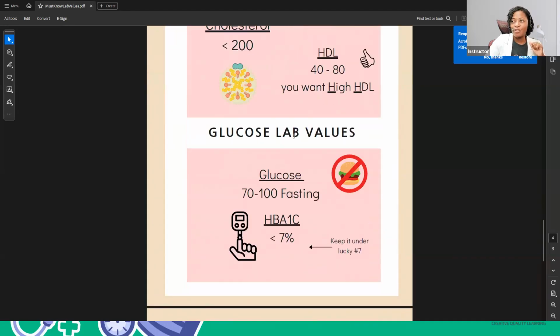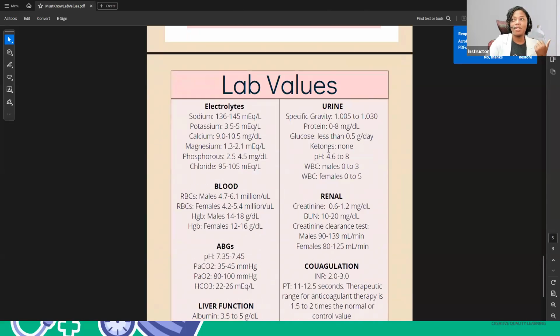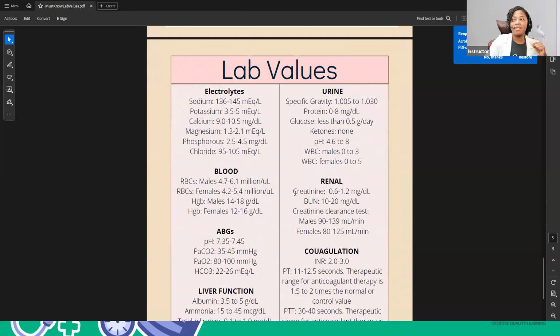And then it goes into your glucose, right? 70 to 100 is normal, but your hemoglobin, anything less than 7, right? 7 days a week we eat. That's how I remember it. Lucky 7. Once again, that's what we want as a norm for our patients. And then it finishes with your commonly tested lab values.